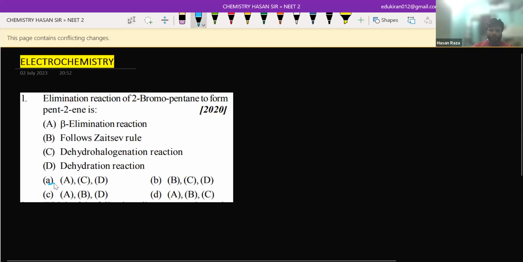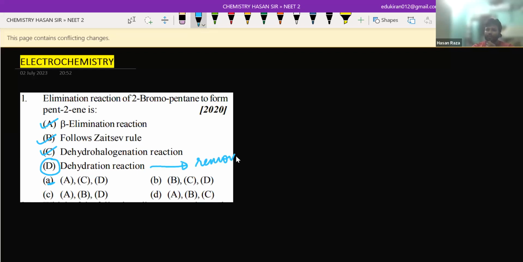Option A, are you talking about this A, right? Yes, sir. Okay, it's wrong. Actually, it will be A, B, C, not D. D is dehydration. Dehydration is the one in which removal of H2O takes place. And here you can see 2-bromopentane. Are you able to understand that this is your 2-bromopentane?